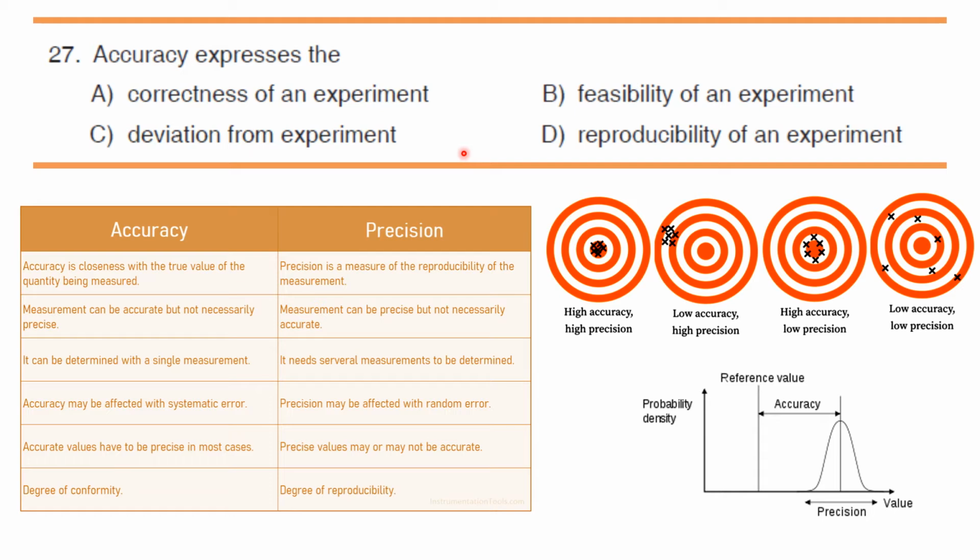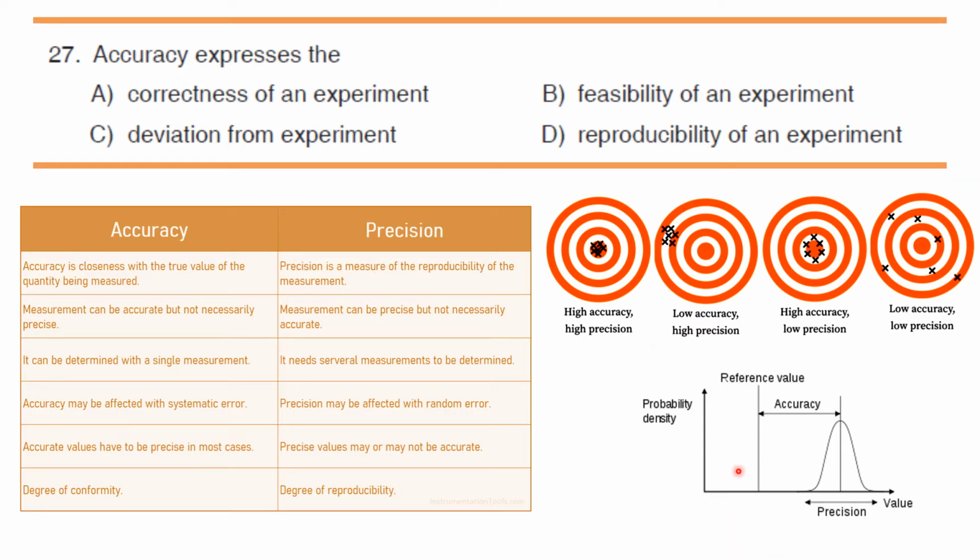So there is a very big difference between accuracy and precision. In accuracy, you have a true value and you are measuring how close the measured value is to the true value. But in the case of precision, you do not have any true value or accepted value. Instead, you have different measured values and how close these measured values are to each other. That is what is meant by precision. So that is the basic difference between accuracy and precision.